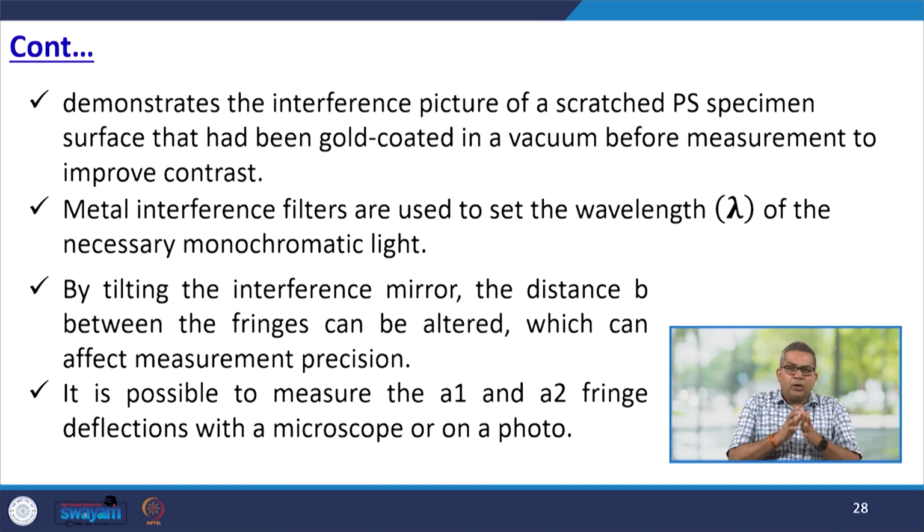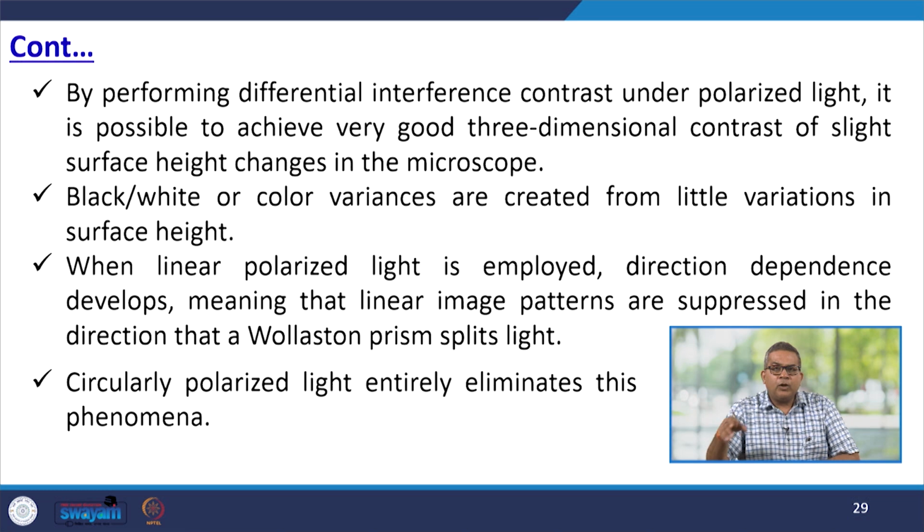light. Now, by tilting the interference mirror, the distance b between the fringes can be altered, which can affect the measurement precision. It is possible to measure the alpha 1 and alpha 2 fringe deflections with a microscope or on a photo. Now, by performing differential interference contrast under polarized light, it is possible to achieve very good three-dimensional contrast of slight surface height changes in the microscope.